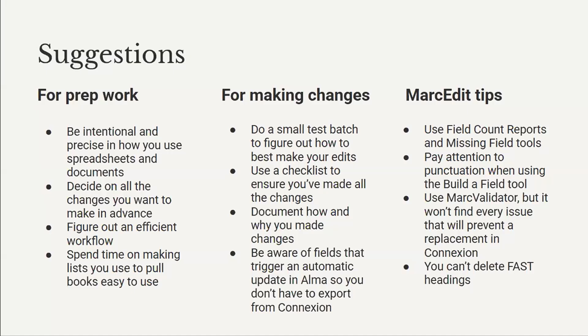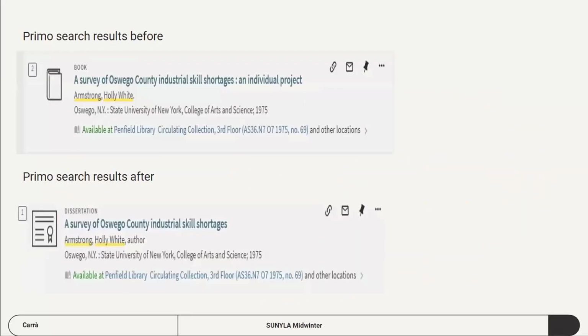Use the MARC validator when you have done all your edits, but do know that it won't find every issue that's going to prevent a replacement in Connexion. And one of the reasons I know that is because you can't delete FAST headings in MarcEdit. You can delete them in Connexion, but if you're making the effort to change LC subject headings, you might as well try to get rid of the FAST headings that are created from them. It doesn't actually matter because they don't display in our catalog anyway, but that's something I wish I had known when I started.